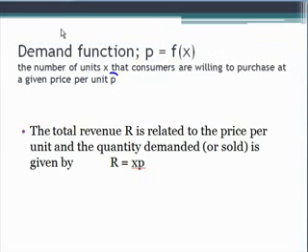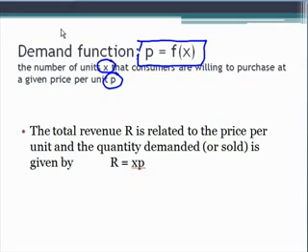P is the price. X is how many they are going to buy, given by a demand function. So the price is related to the number of units that consumers are willing to purchase. So this is the demand function.